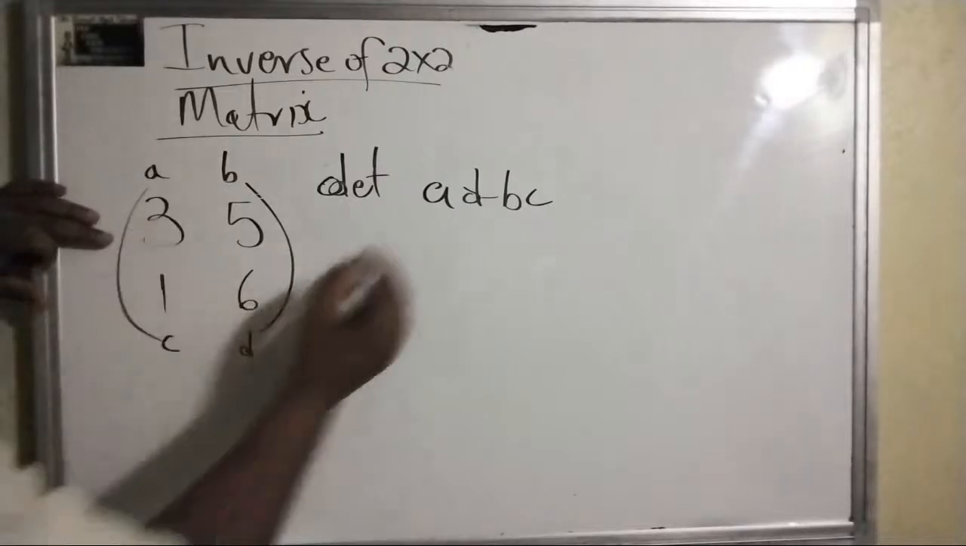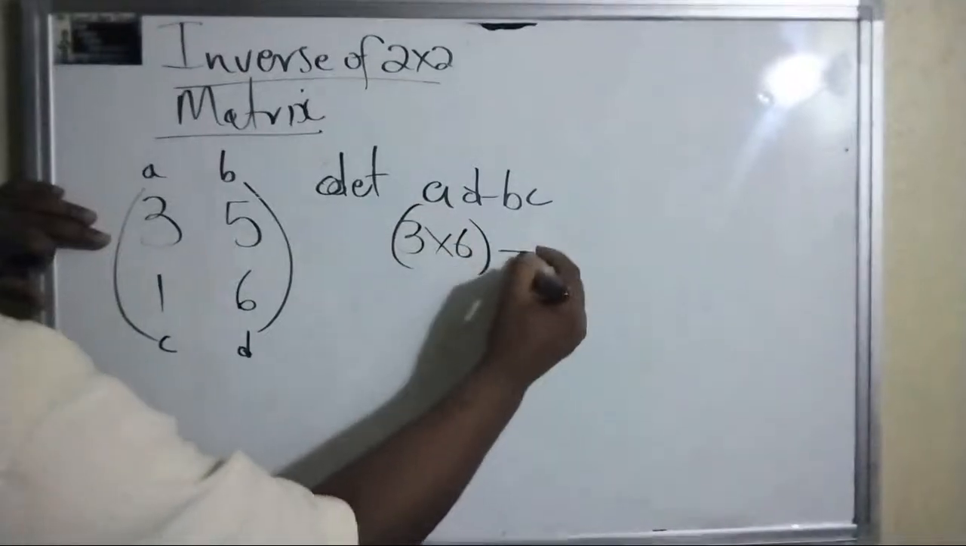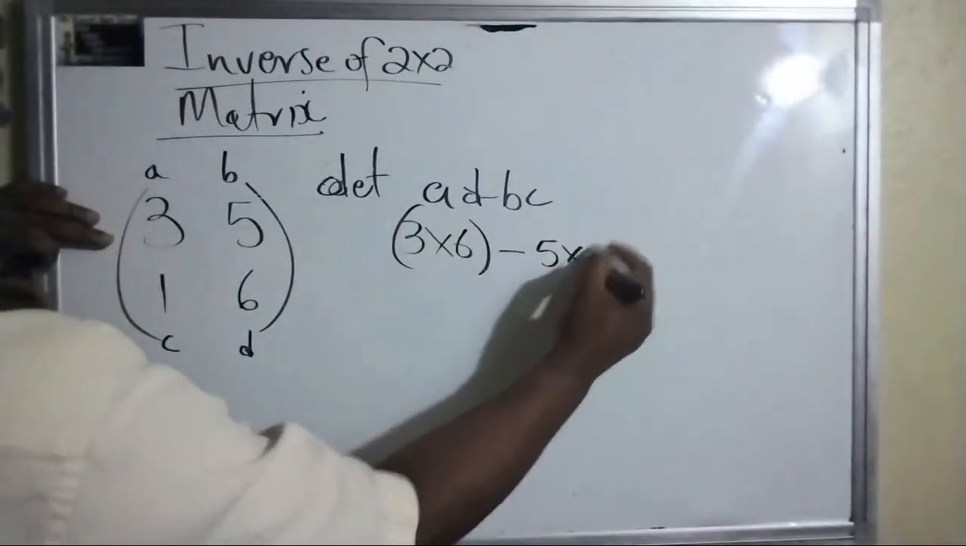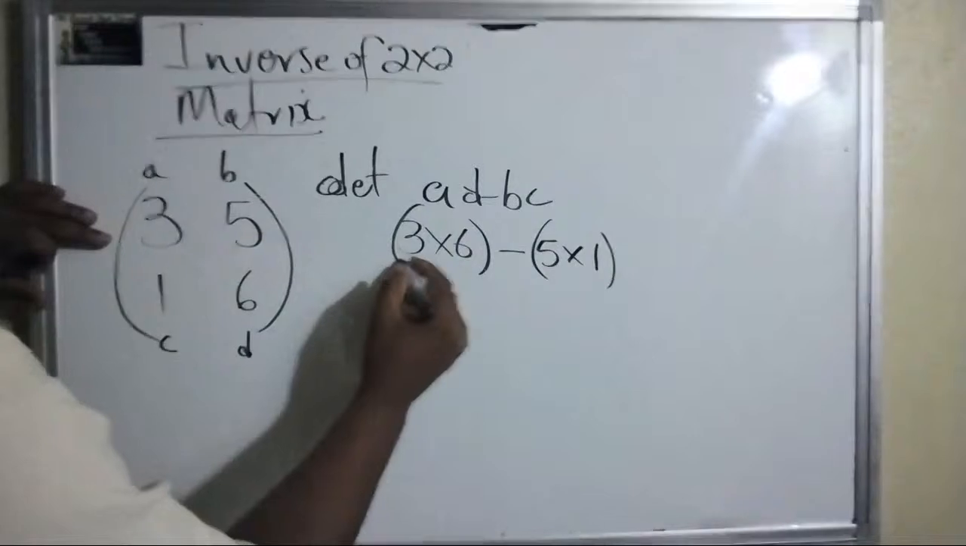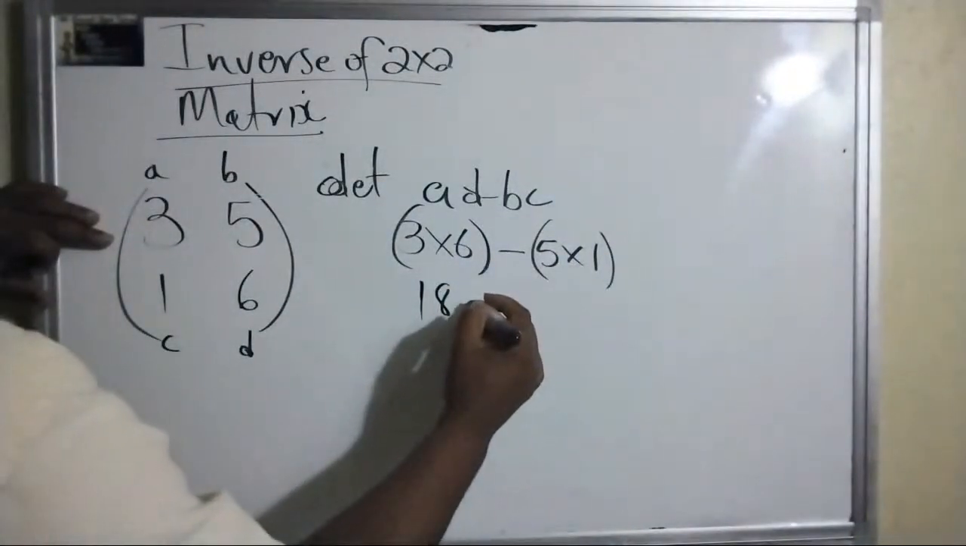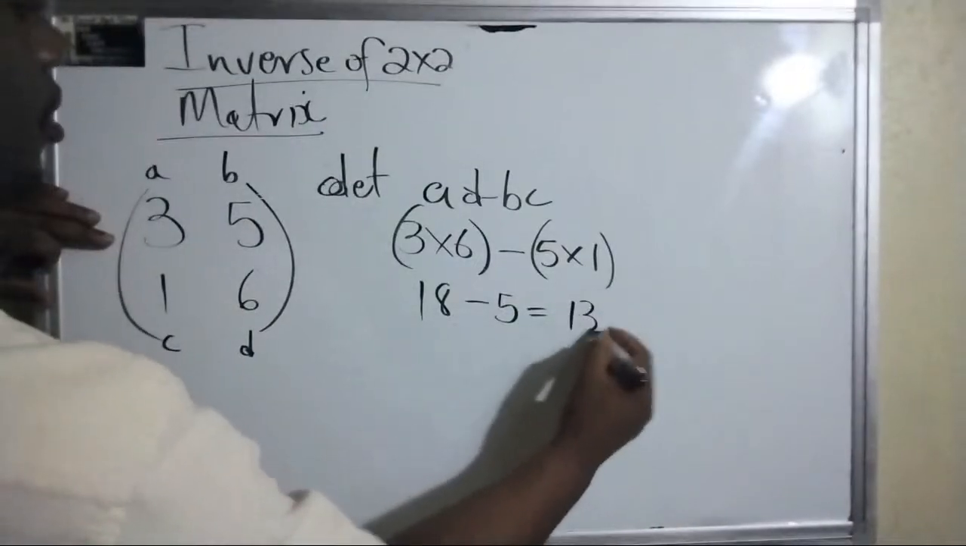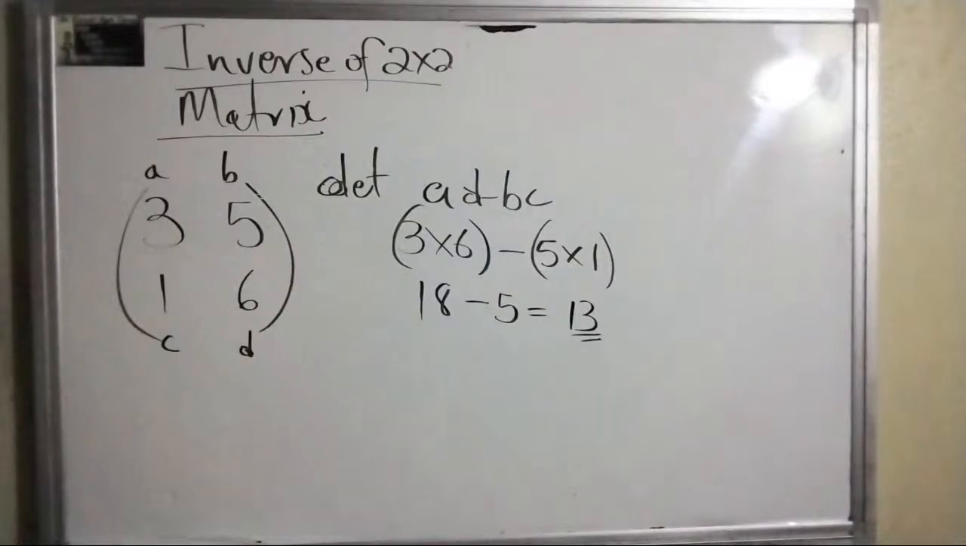So A is 3, so it will be 3 times 6 minus 5 times 1. Right? 3 times 6, 18, minus that. So that will give us 13, and our determinant is 13.